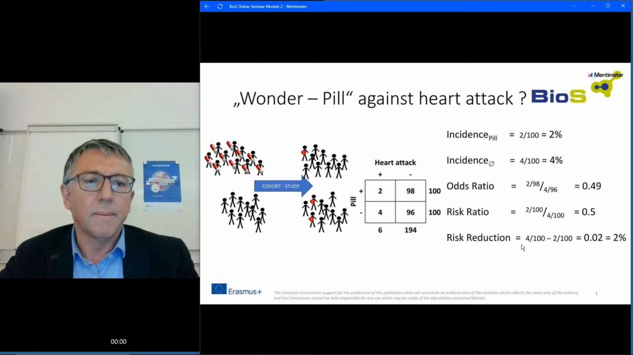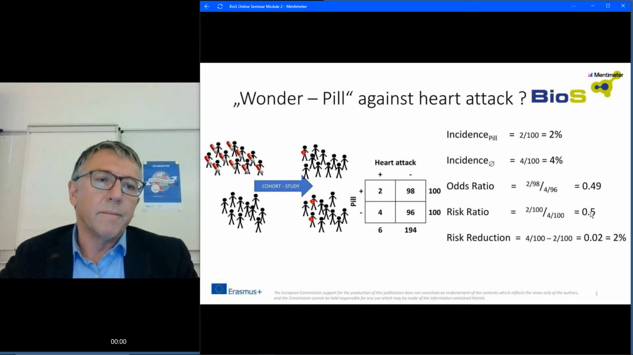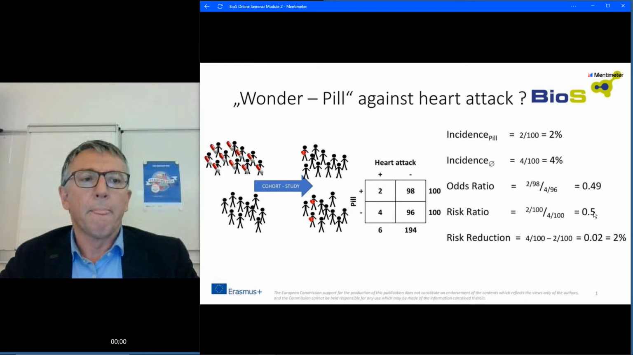If the risk ratio is actually small, this would reduce the risk in those who would take the pill, in this case, by around 50%. So this gives you a risk ratio of 50%. A risk ratio means that the risk is reduced by 50%.